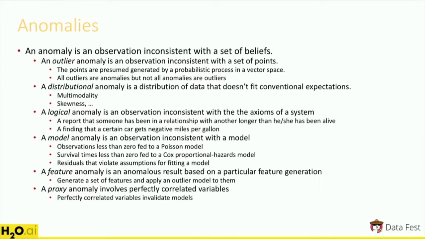Like a car getting negative miles per gallon, unless you take the odometer and change it backwards. All right, a model anomaly is an observation inconsistent with the model. A feature anomaly, especially for you Kagglers who generate features to add to the set of columns that you use in your model, is a result that's based on a specific set of features. You put them all together and you get a result of your model that makes no sense to you.